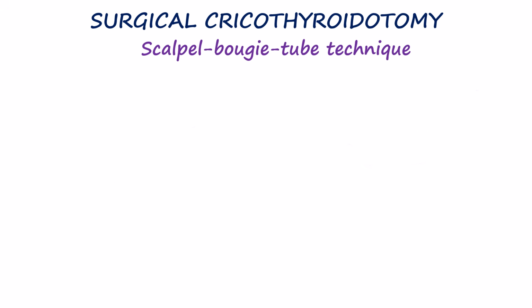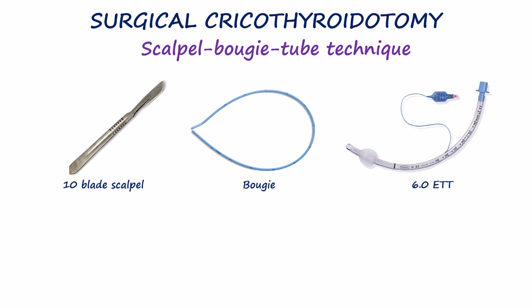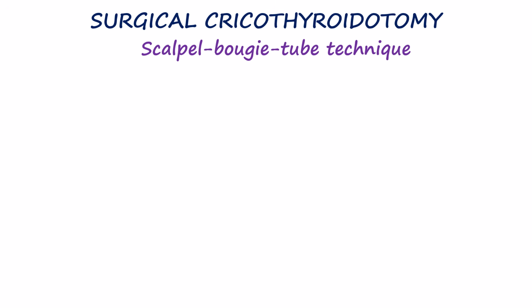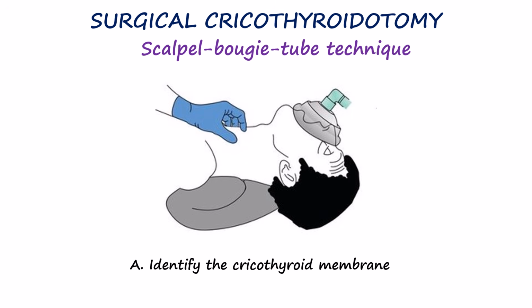The surgical technique, called the scalpel, bougie, tube technique, is recommended by the Difficult Airway Society for emergency surgical front of neck access because it is quick and uses equipment that is readily available. The procedure begins by placing the patient supine with the neck extended to optimize exposure, and identifying the cricothyroid membrane using the laryngeal handshake technique.